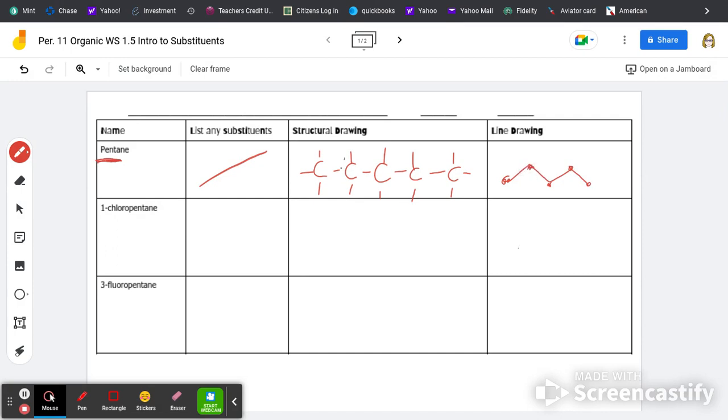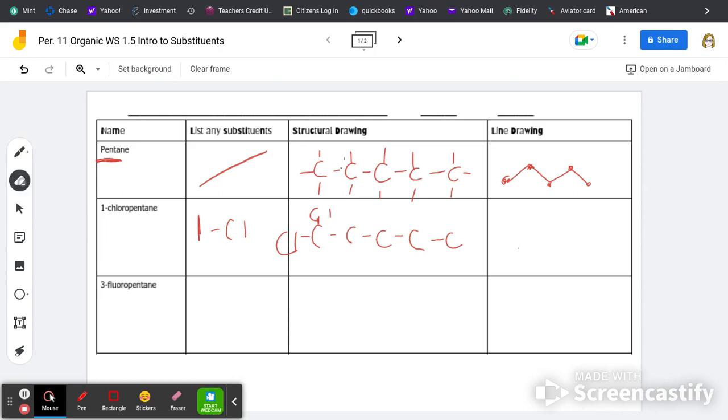All right, for 1-chloropentane, you've still got your 5 carbons, but this time on your first carbon, you're going to have a substituent of chloro, so a chlorine. So these are all going to start out the same way, except on your first carbon, anywhere you want, you can put a Cl.